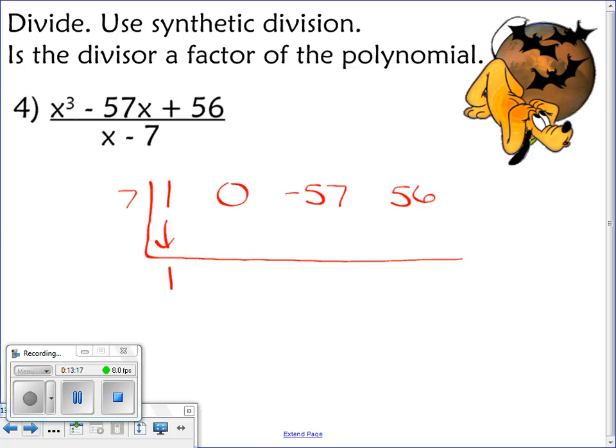So that's 7 times 1 is 7, 0 plus 7 is 7. 7 times 7 is 49. Negative 57 plus 49 is negative 8. 7 times negative 8, negative 56. 56 minus 56 is 0. Good. This one actually is a factor. So we started x cubed, so this is x squared plus 7x minus 8, no remainder. So it is a factor. That one actually went nice and pretty.